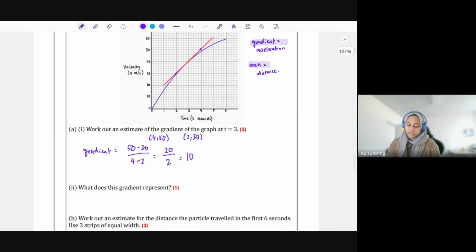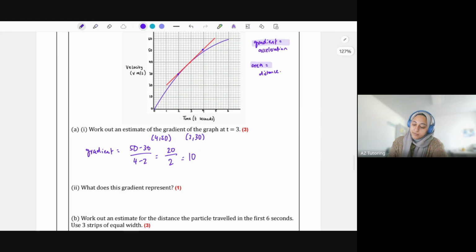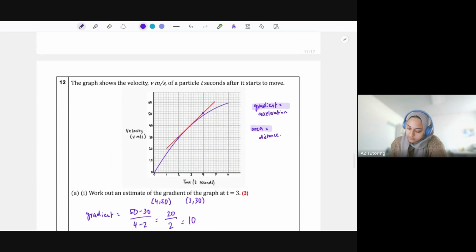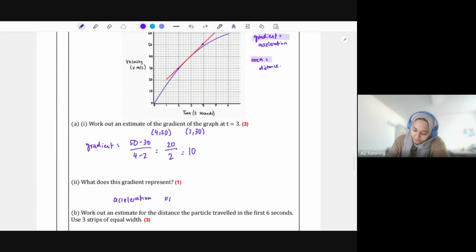Let's do the next question. It says, what does this gradient represent? Remember, gradient is acceleration, but give it in the context of the question. So acceleration of, what is it of? A particle. So the acceleration of a particle.